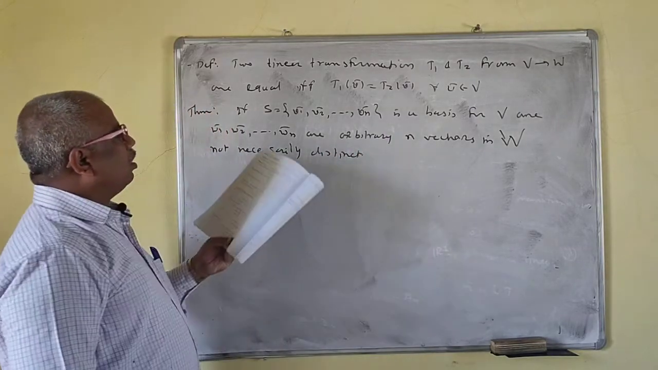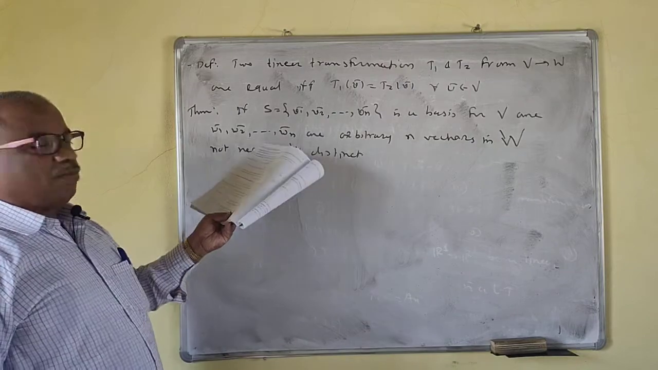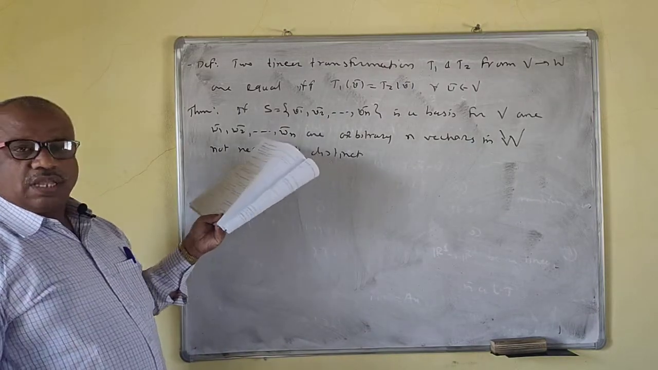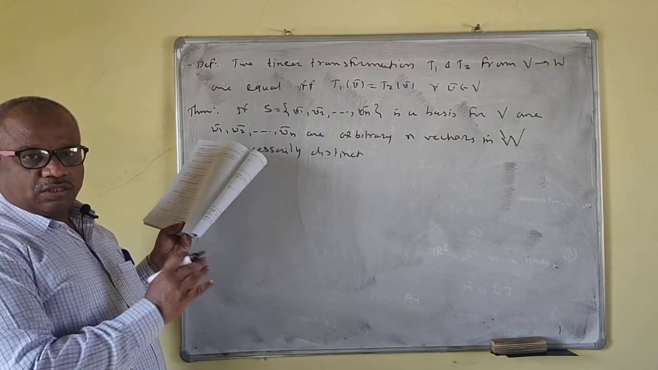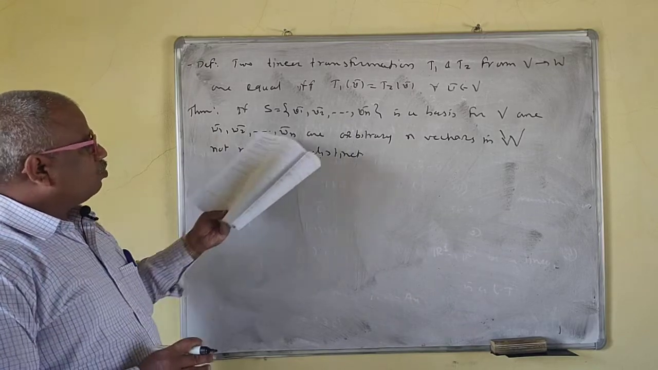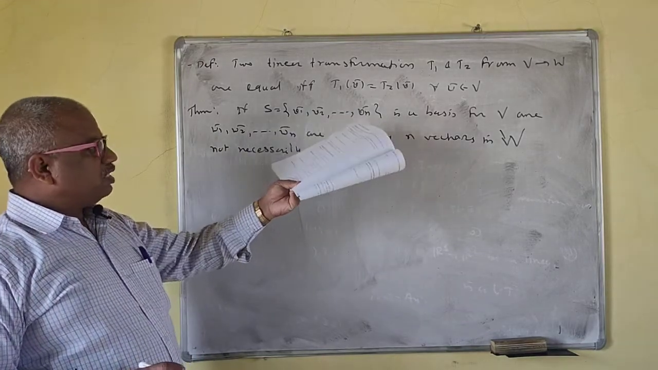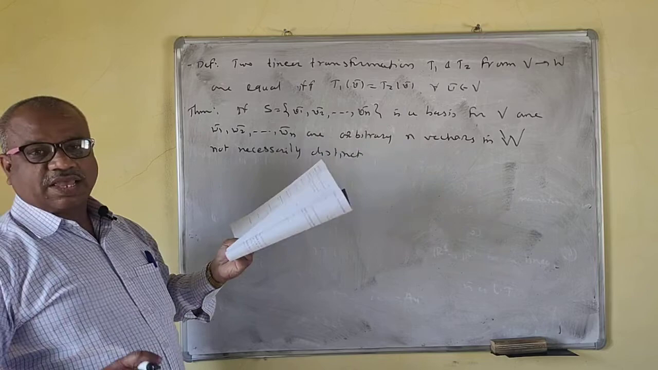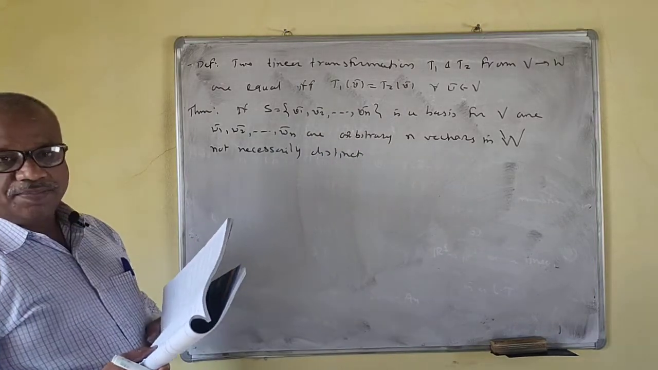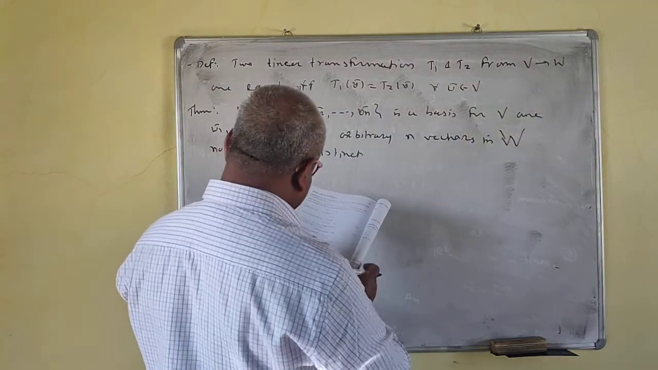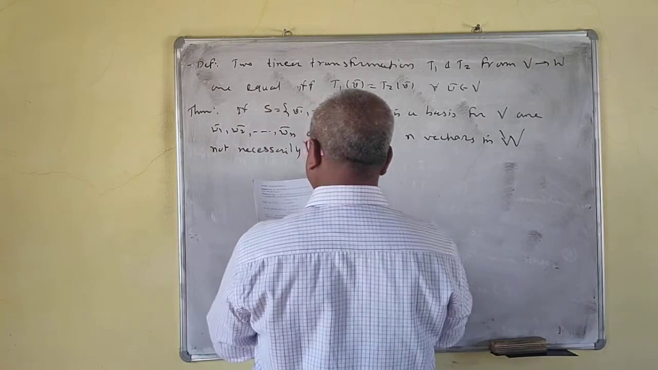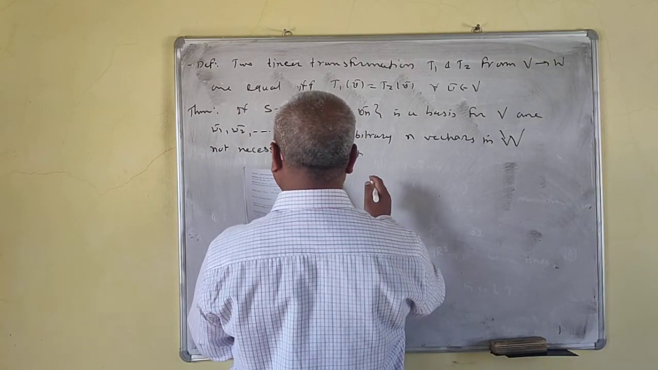That means what? Among these w1, w2, w3, ..., wn, they may be the same. The two vectors may be the same. But here the v's are not the same, because this is a basis. If two vectors are the same, it will not be a basis then, and it will not be linearly independent either. The basis vectors are not necessarily distinct in W.